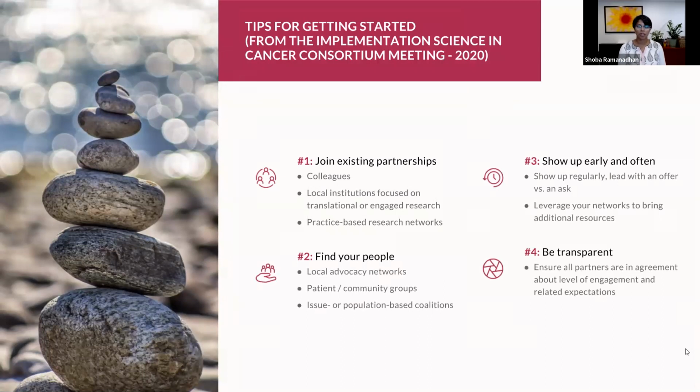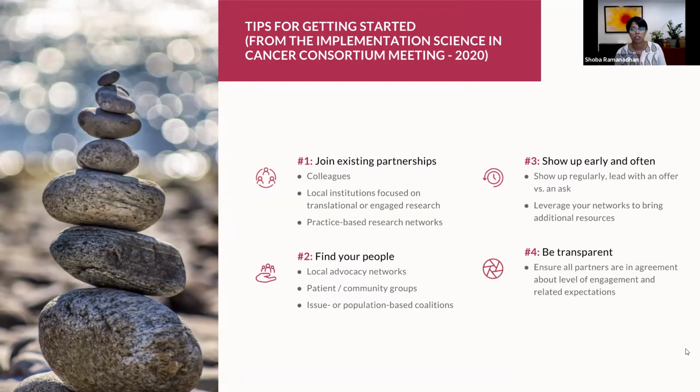So we had a meeting in 2020 of the Implementation Science and Cancer Consortium, and it was a really interesting mix of folks who have been doing participatory research in this space for many years, folks who are brand new, and a couple of categories of tips and tricks really bubbled up, and I thought I'd share them here. So the first was for folks new to engaging stakeholders and partners in implementation science work.